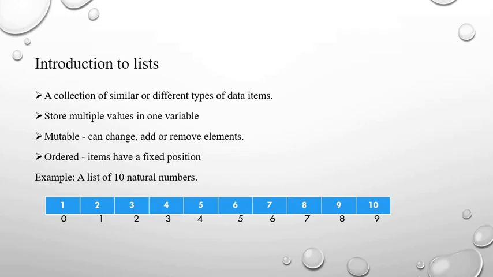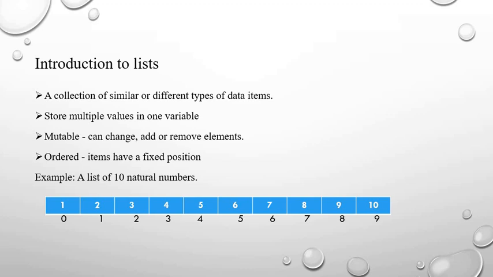First of all, the list in Python is a collection of items. It can store multiple values in one variable, which can be similar data types or different data types. It can be numbers, strings, floating values, etc., and we can store more than one data type in a single list. The list is mutable. It means you can change, add, or remove items from the list, and lists are ordered, so each item has a fixed position. That is, each item has its own index value.